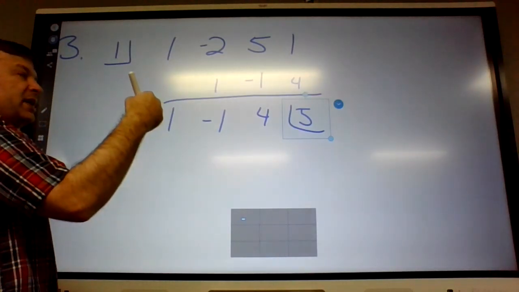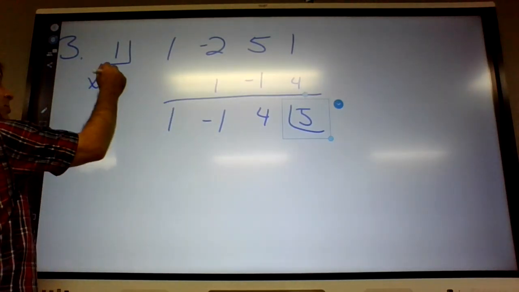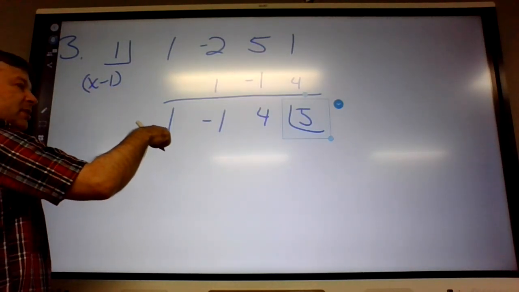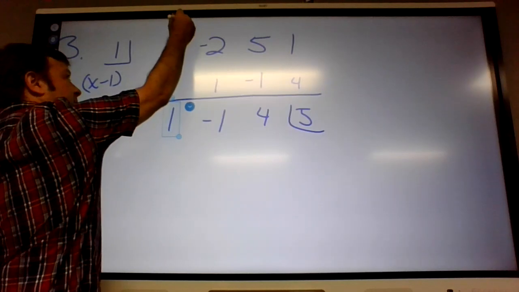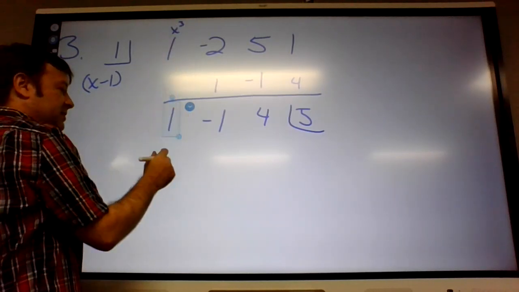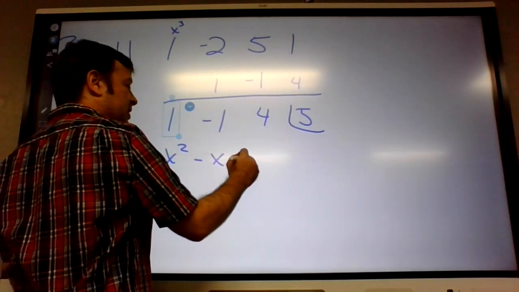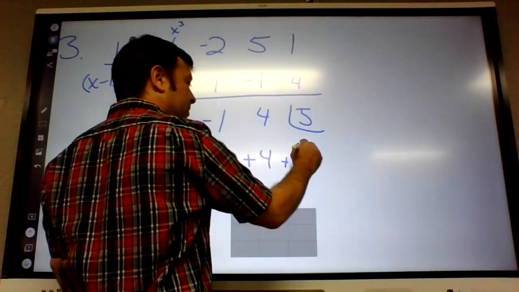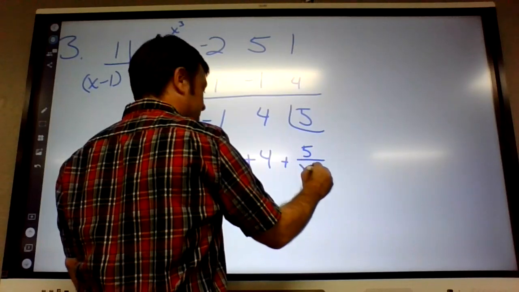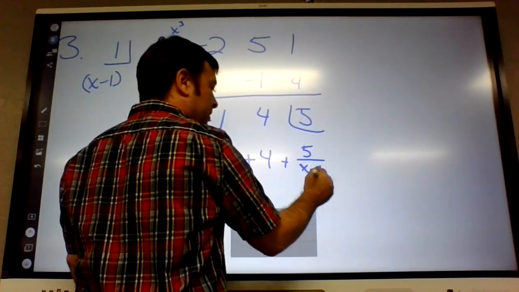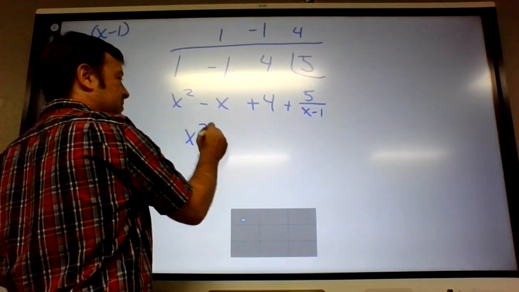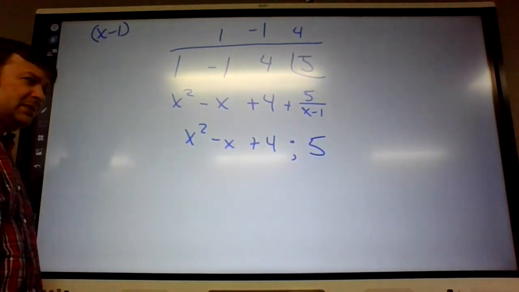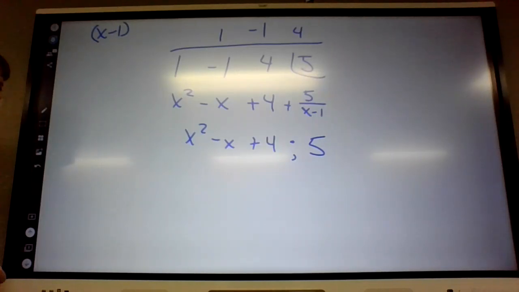If you're starting with an x cubed and you're dividing by x minus 1, basically it's like dividing by x, the power is going to drop by 1. So if it started as x cubed, it's going to be x squared. Anyway, this is x squared minus x plus 4. Now, how are we going to write the remainder? In the past, I've had you write the remainder over the divisor. This book didn't do that. They just wrote semicolon 5, like 5 is the remainder. Well, it's easier, but.